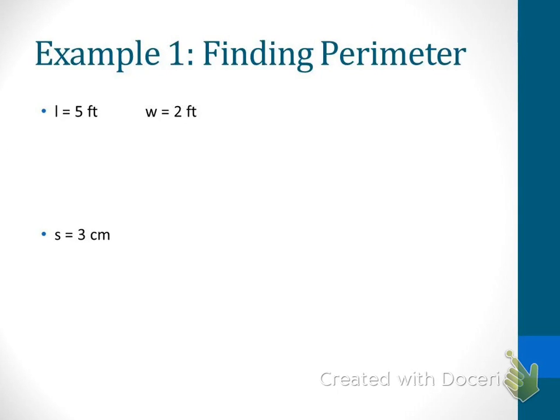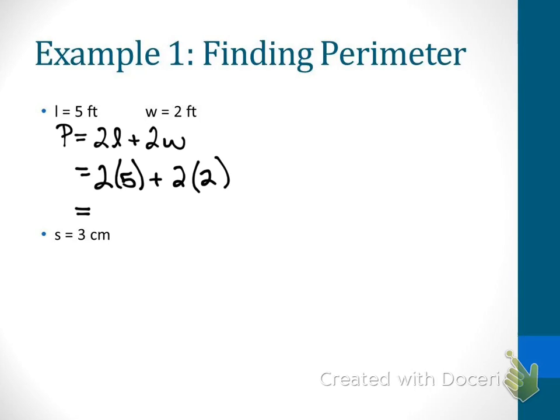All right, so in the first example, is that a rectangle or a square? What do you think? Rectangle or a square? Yeah, it's a rectangle because length and width are different. So since it's a rectangle, and guys, you always start with the formula. P equals 2 times the length plus 2 times the width. So 2 times 5 plus 2 times 2. And then what's 10 plus 4? 14. It's going to be 14 feet. Make sure you say P equals 14 feet.